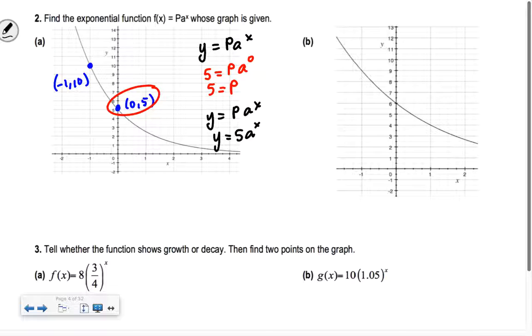Okay, now we use any other point. So let's use that -1, 10. So I'm going to have 10 equals 5 times a to the -1. So I get 10 equals 5. A to the -1 is 1 divided by a, so I'm going to write 5 over a. Right, 5 times 1 over a. And I multiply the a over, and I divide, so I get 5 over 10, which is 1/2.